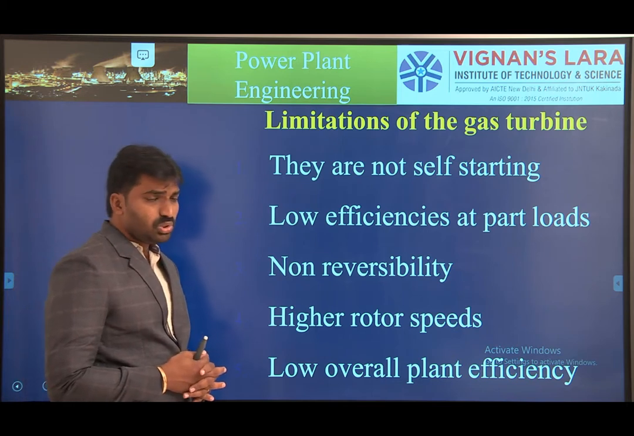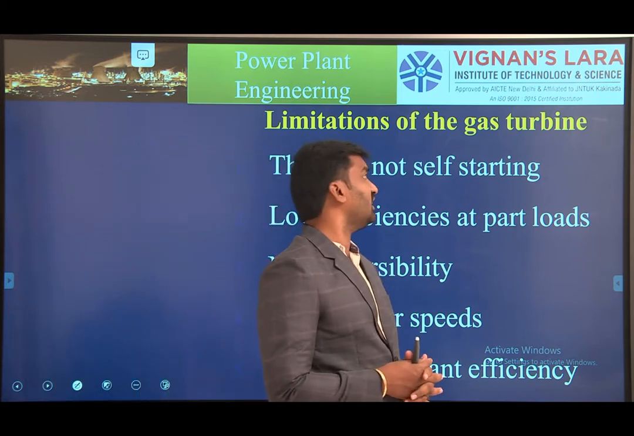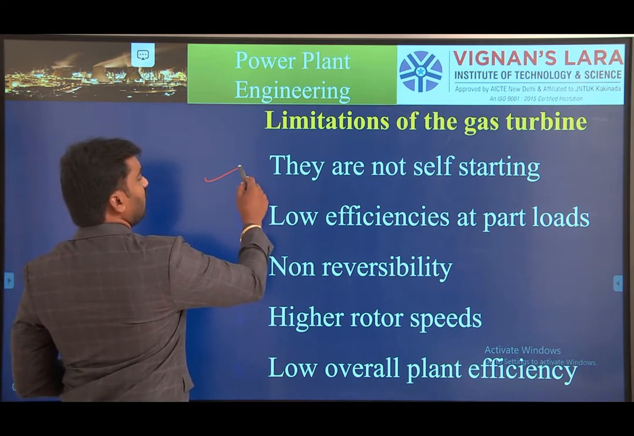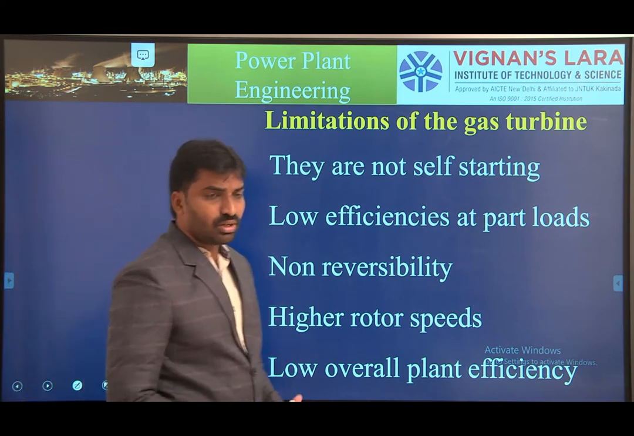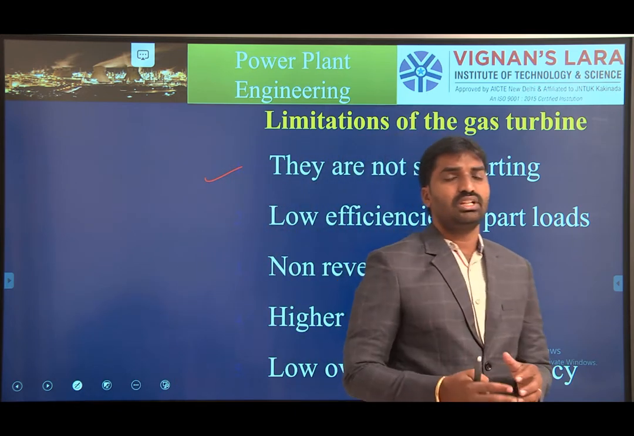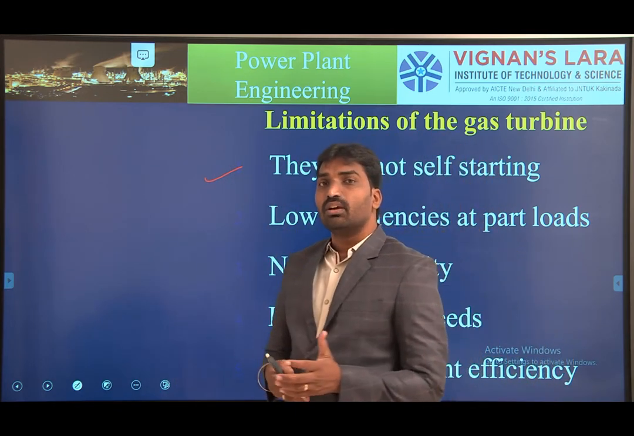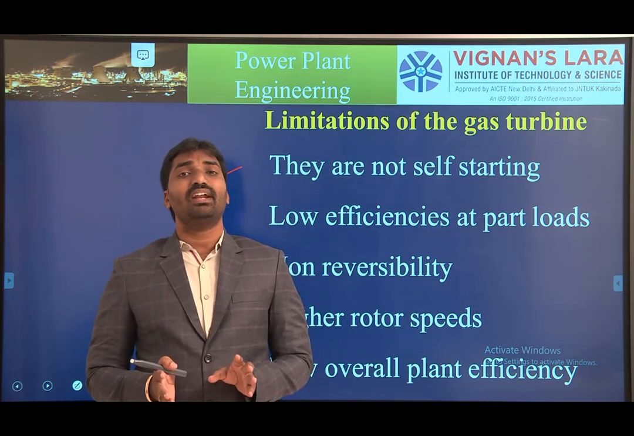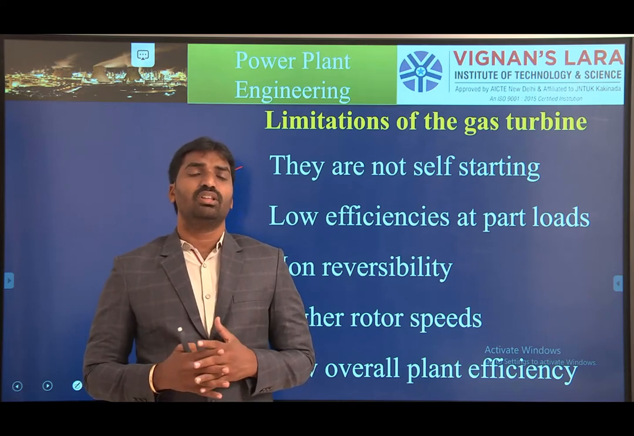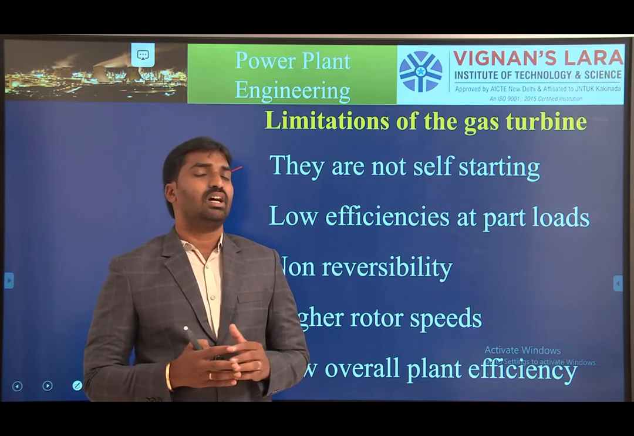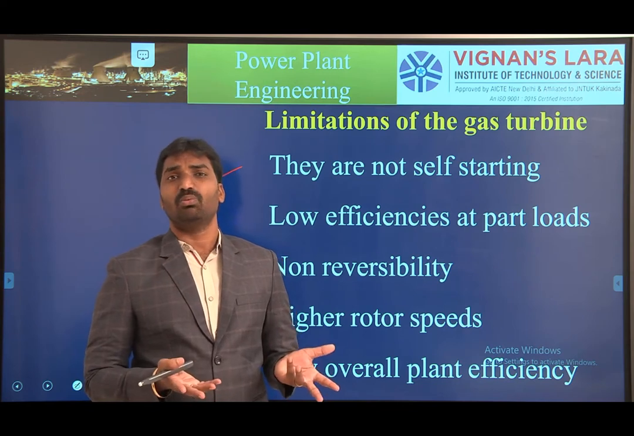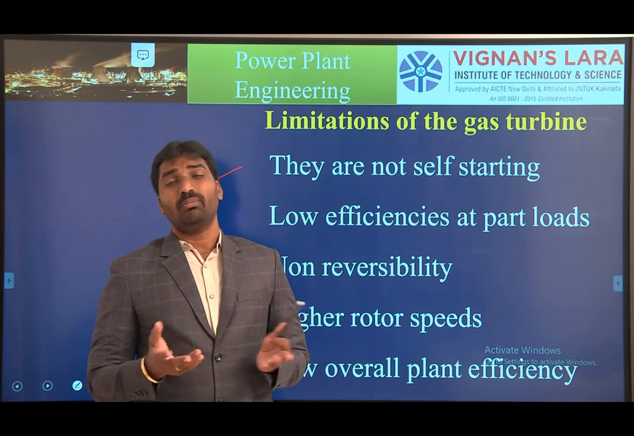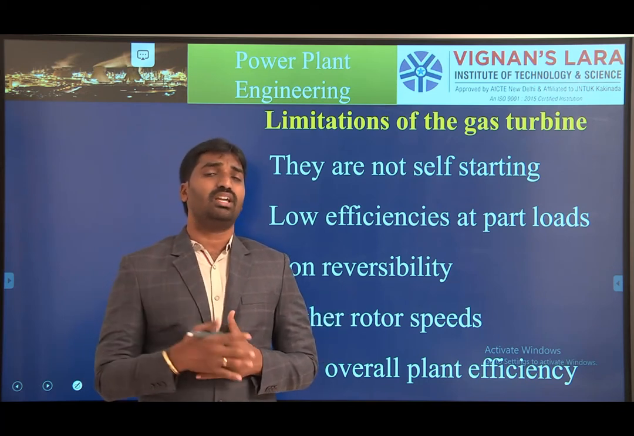Gas turbine power plants are not self-starting, so we need to do a starting process. Also, at lower loads, as we already discussed, we can change the loads continuously based on the requirement. But if you operate at a low load, for example, the maximum load is 100 kW and the minimum load may be 0, and you run at 40 kW of load, the efficiency is very low when compared to the higher efficiency.